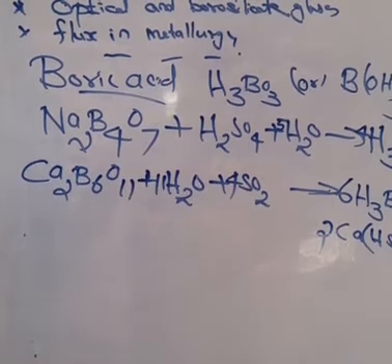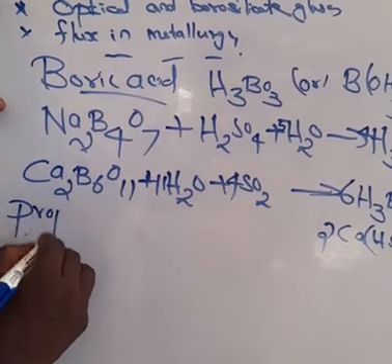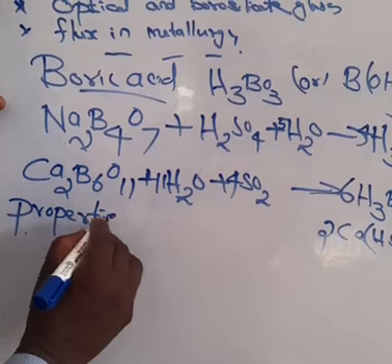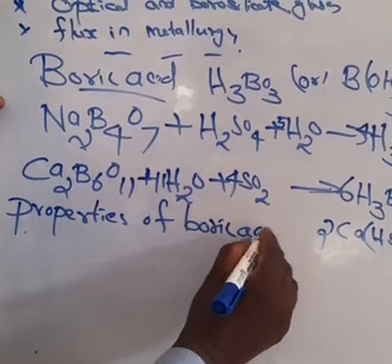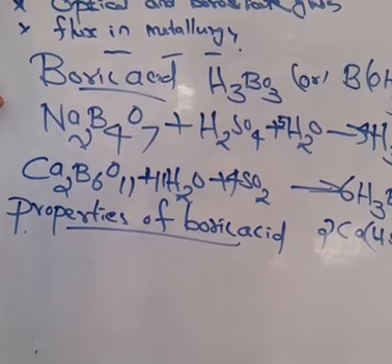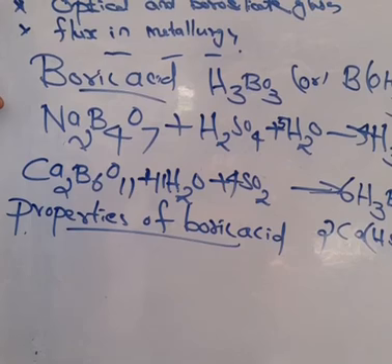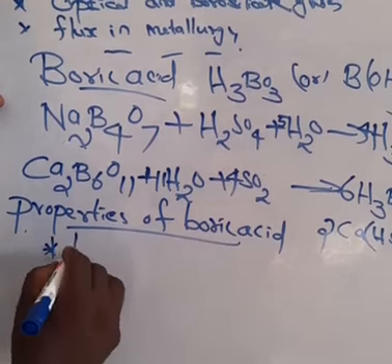Next about the properties of boric acid. What are the properties? Properties of boric acid. This is also an important question. Boric acid is a colorless, transparent crystal.